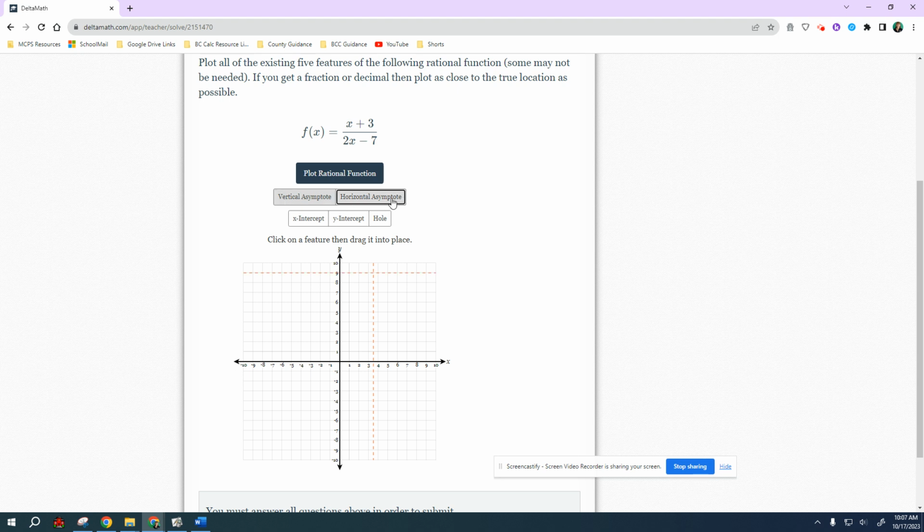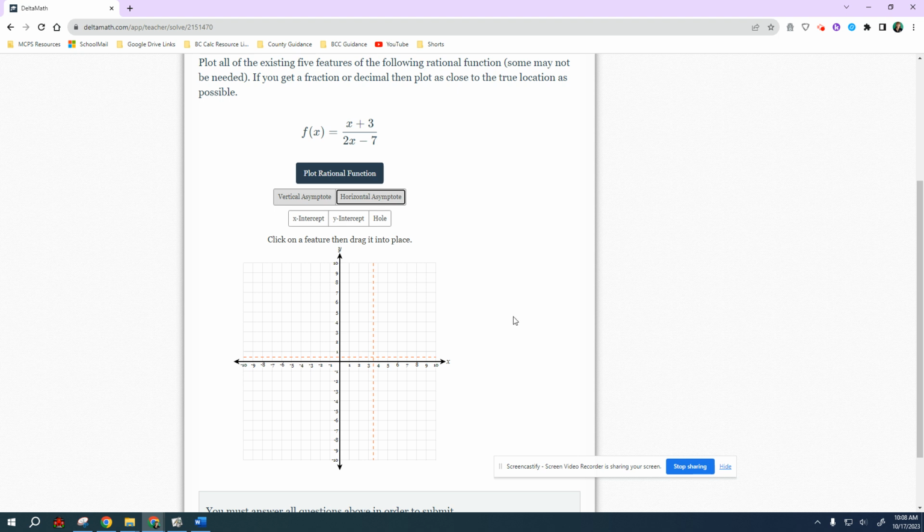Now if I click horizontal asymptote, it shows me this guy. Where is the horizontal asymptote going to be? Looking at the equation, is it top heavy, bottom heavy, or equal? Equal. So what's the coefficient on the top and the coefficient on the bottom? This is the one that you didn't like. 1 over 2. So it's going to be y equals a half. So I'm going to put that here.